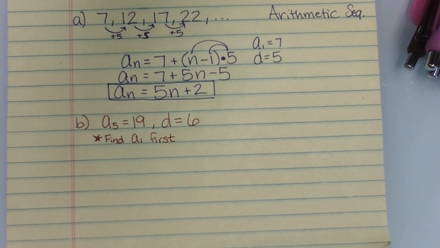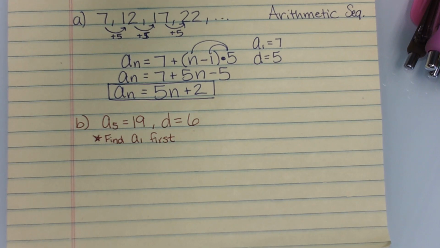There's a couple ways to find a sub 1. One option is just start writing out the sequence, and in this case, work backwards. Now that's perfectly okay when I give you a sub 5, but if I give you a sub 50, we would be here for a long time to work backwards, to go back from the 50th term and find the previous 50.